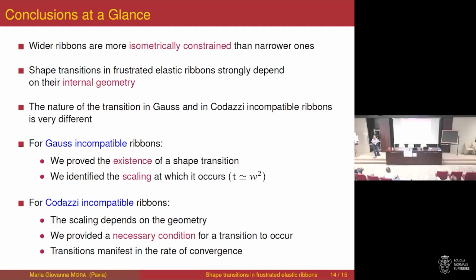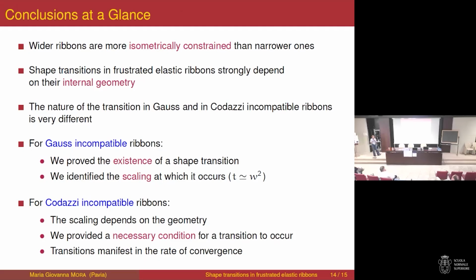So shape transitions in frustrated ribbons strongly depend on the geometry. In particular, we find out that the nature of the transition in Gauss incompatible ribbons and Codazzi incompatible ribbons is very different. So for Gauss incompatibility, we can detect very well the occurrence of the shape transition by means of this asymptotic analysis. In particular, we proved that there's always a shape transition, and the scaling, in fact, is T of order W squared, as it was observed in the experiments and in the formal asymptotics.